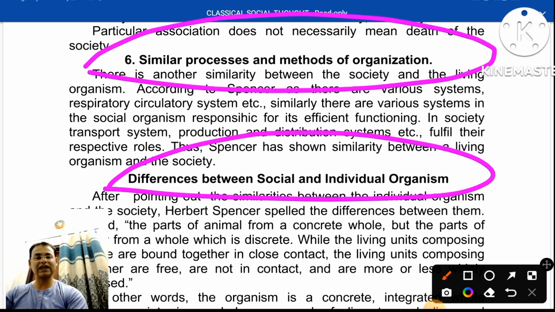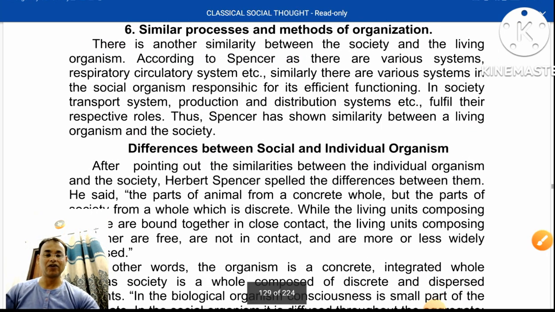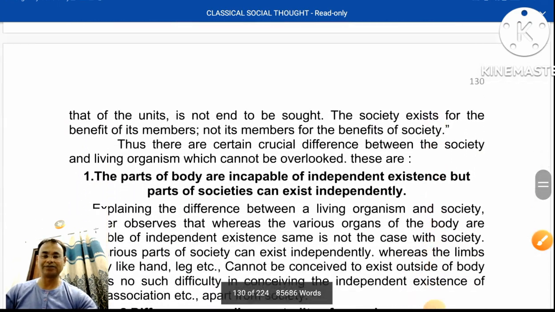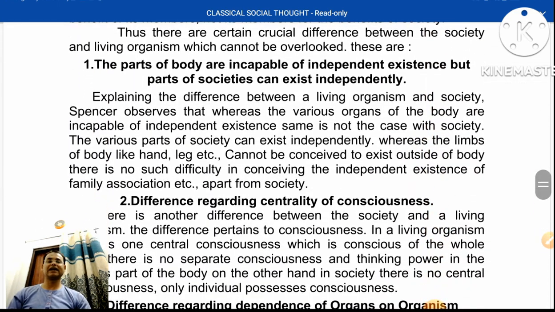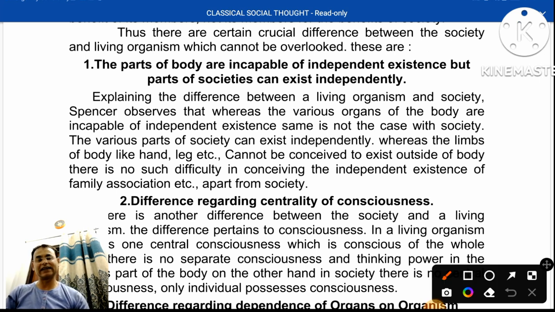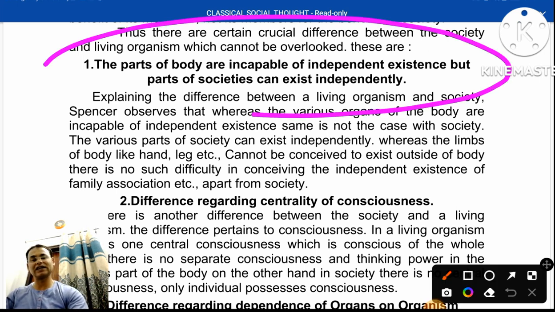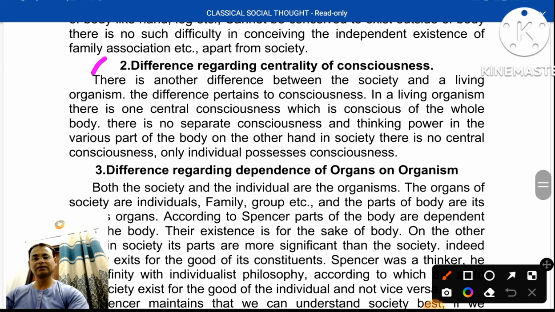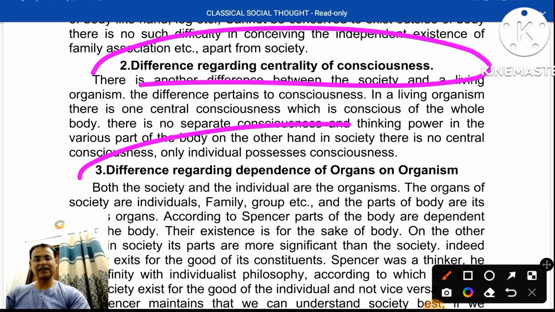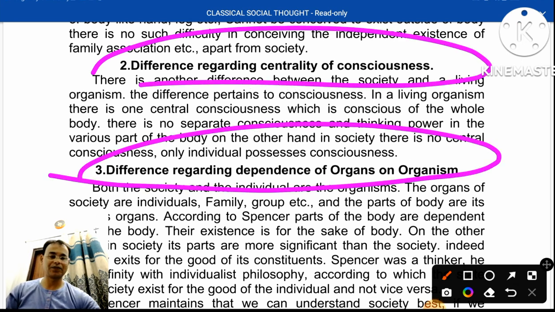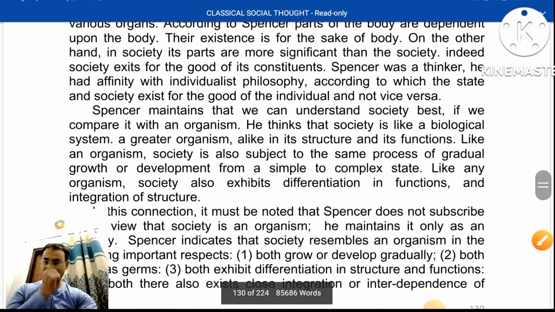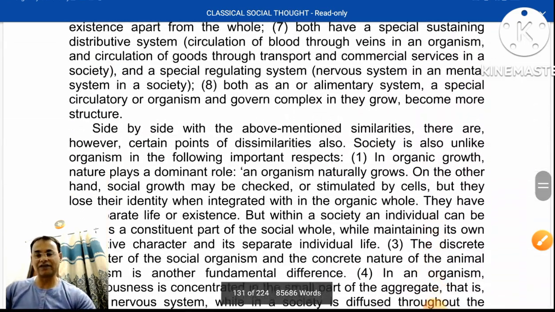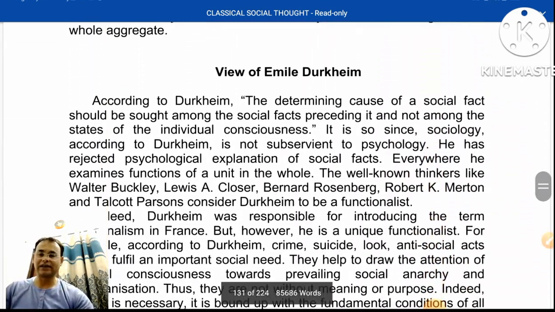Difference between social and individual organism. The parts of the body are incapable of independent existence, but parts of societies can exist independently. Difference regarding a certain level of consciousness. Difference regarding dependence of organs on the organism. These are the differences.